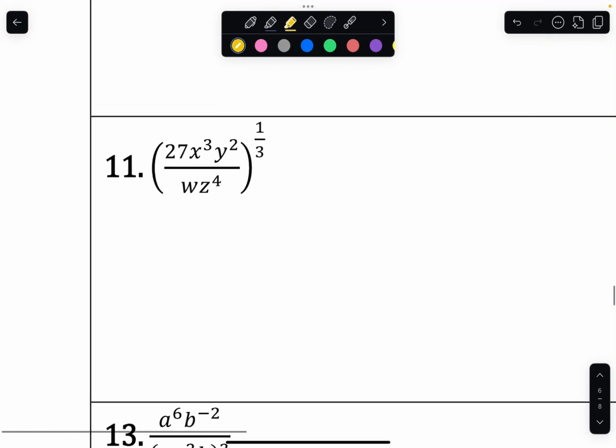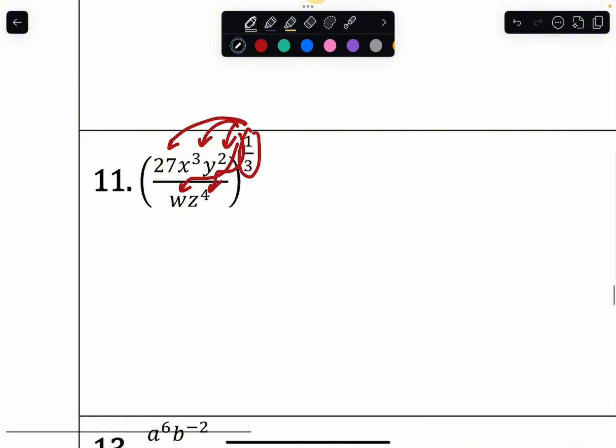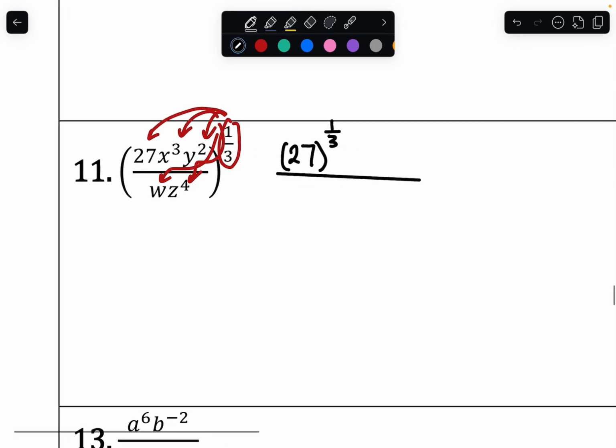Here we got a lot going on. And so everything's inside this 1/3 power. And so everybody's going to get this 1/3 power, the 27, the x, and the y, and the w, and the z, okay? And so I'm going to go ahead and write my fraction bar. And so 27 to the 1/3 power, 27 is the base, 1/3 is the exponent. Next, x is the base. He already had an exponent, and so now his 2 exponents get multiplied.